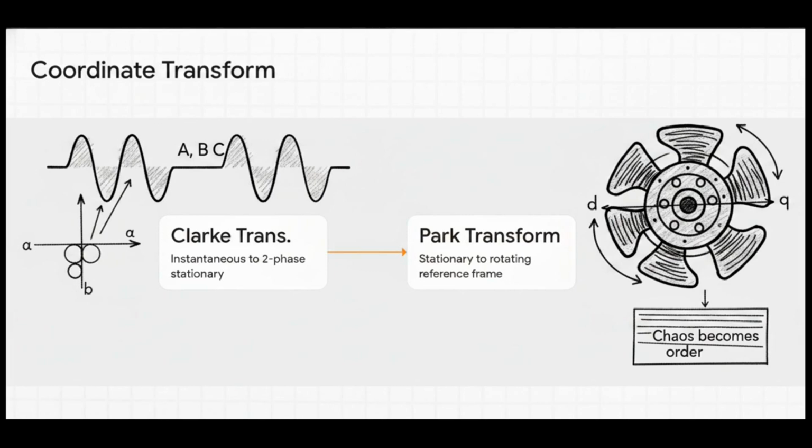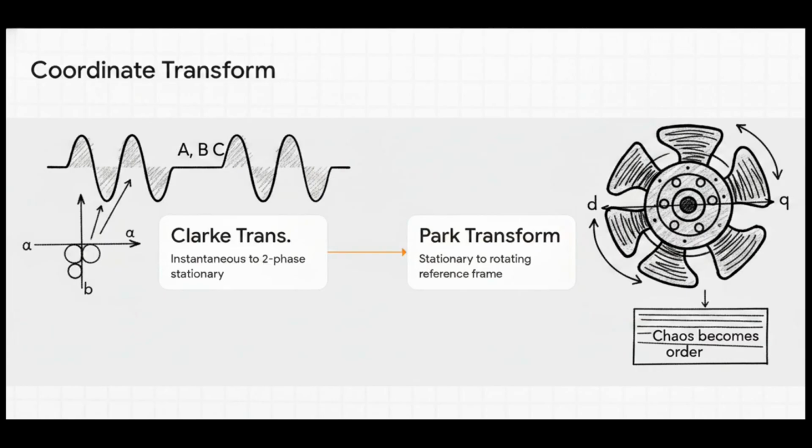Then, step 2 is the real game changer, the Park transformation. The Park transform takes those two stationary axes and actively rotates them to perfectly match the spinning speed of the rotor's magnetic field. Because we're spinning our reference frame at the exact same speed as the motor, the AC signals appear to stand totally still.